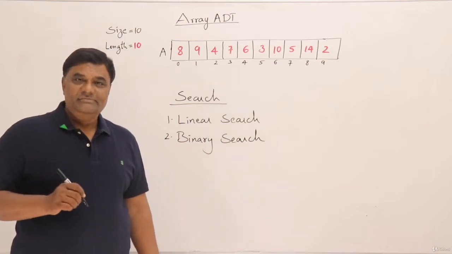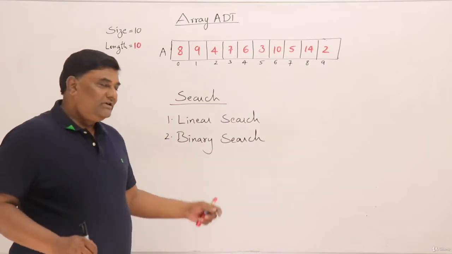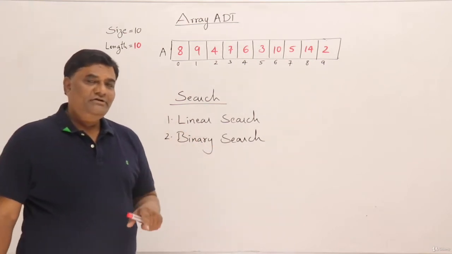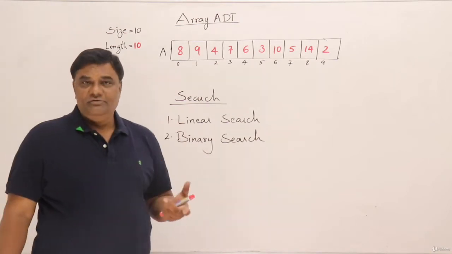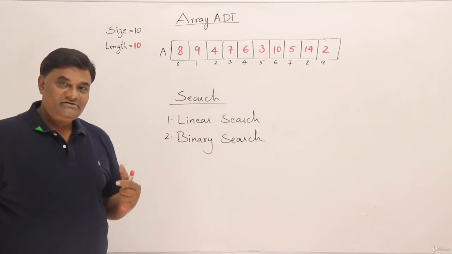Let us look at search methods in an array. There are two search methods. One is linear search and the second one is binary search. So in this video we'll look at linear search, and in the next video we will talk about binary search. So let us look at linear search.